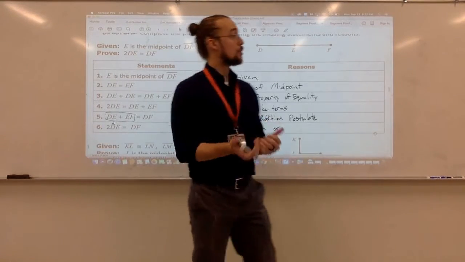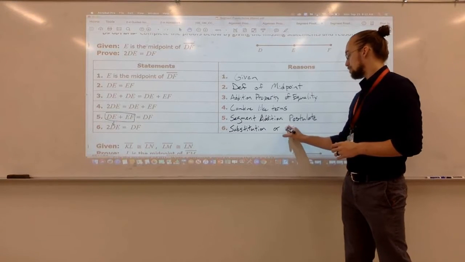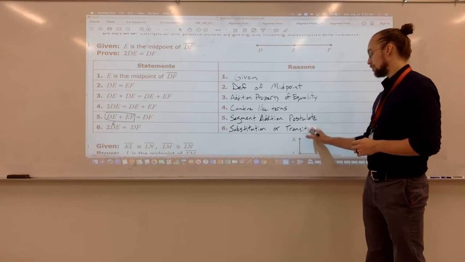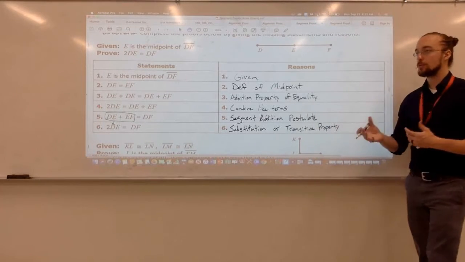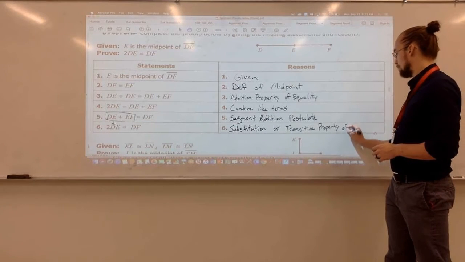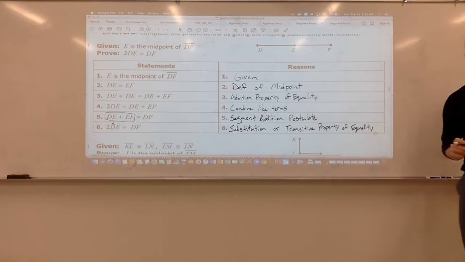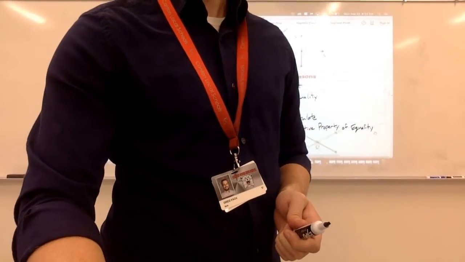Okay, so when you're actually writing a proof, you don't need to put both reasons, okay? But most of the time, substitution and transitive property are interchangeable. That's not 100% true, okay, but most of the time, substitution or transitive property are interchangeable. Okay? Feel okay so far? I think we've got time to do one more together here. So let's take a look at the next one.